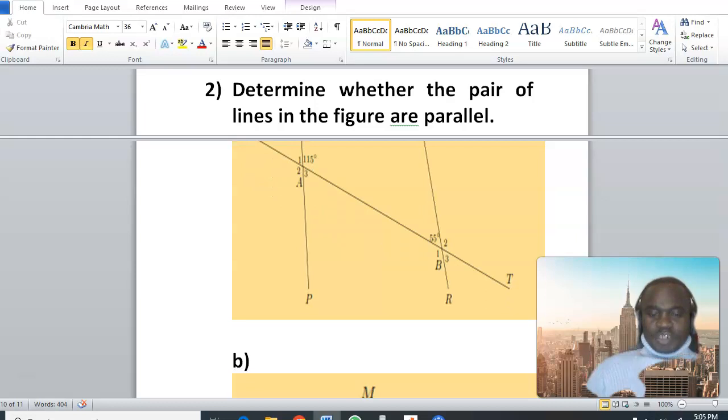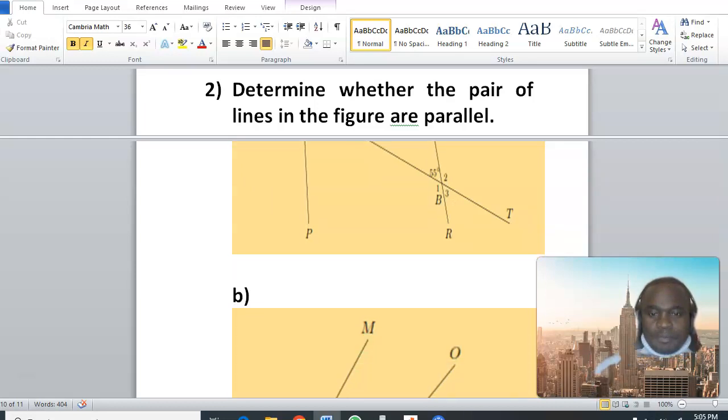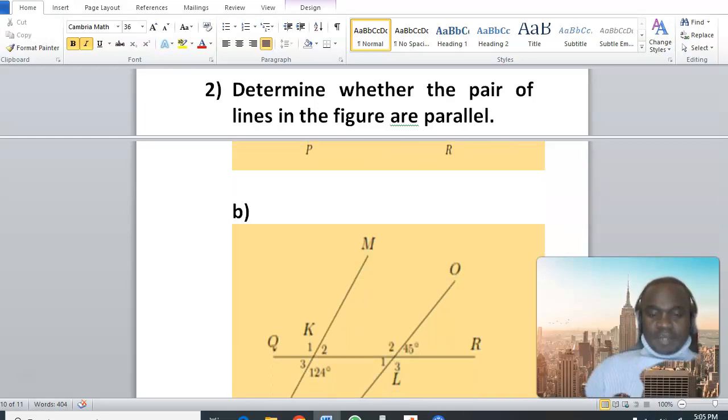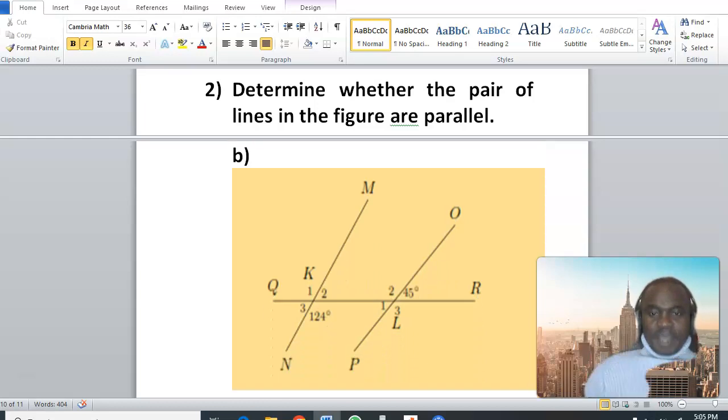Let me show you question B. So this is the diagram also. We determine whether these two lines are parallel or not.